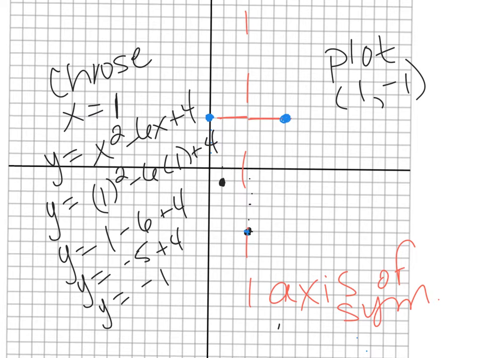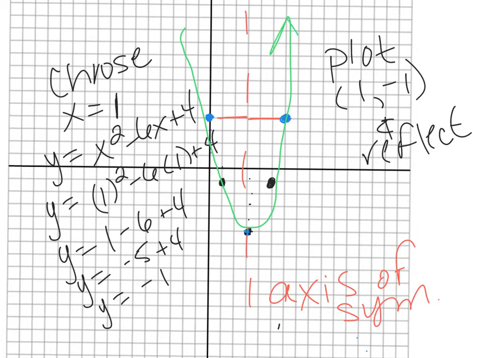So if (1, -1) is there, there's another point just like it on the other side of the axis of symmetry. So 2 units away, I go 2 units away. There's the reflected point. Okay? And now I'm going to try to draw my parabola. I will use the green, see how that works. So there we go. That's not too bad. Just try to get as many points as you can. Okay?